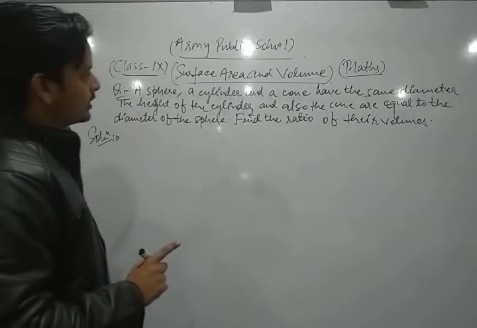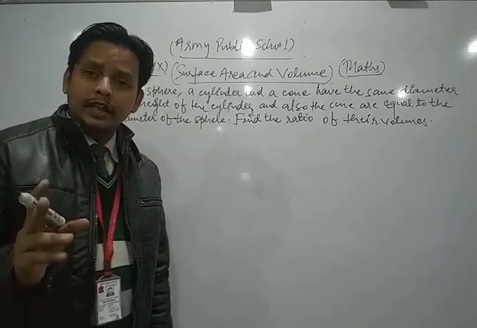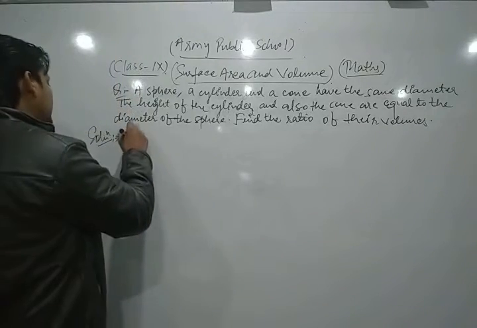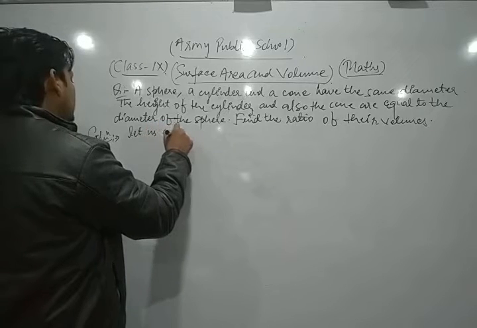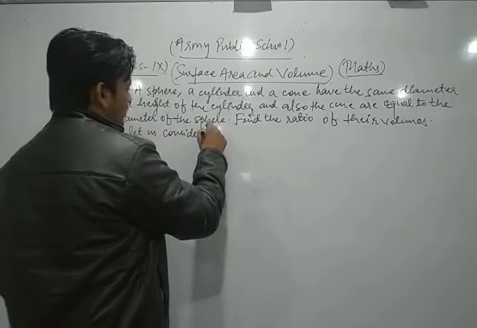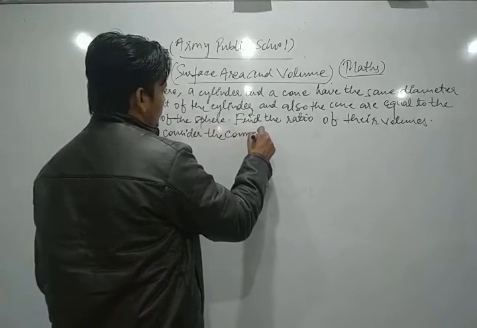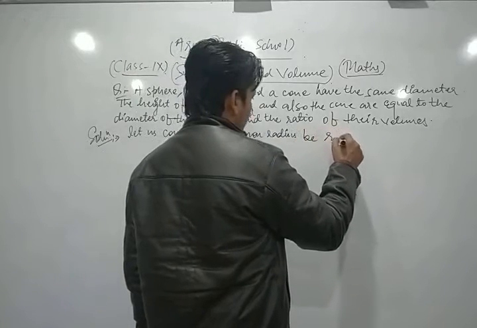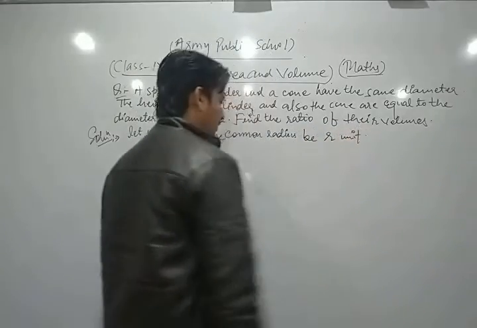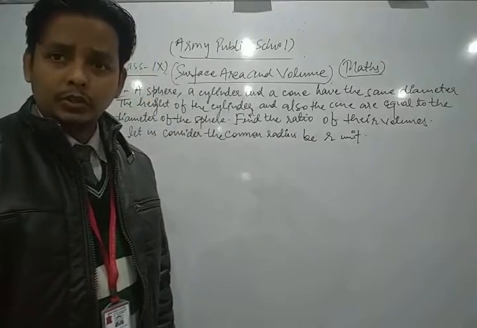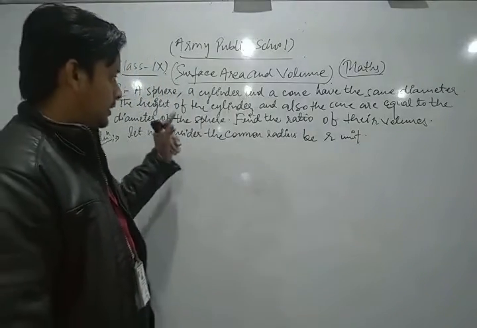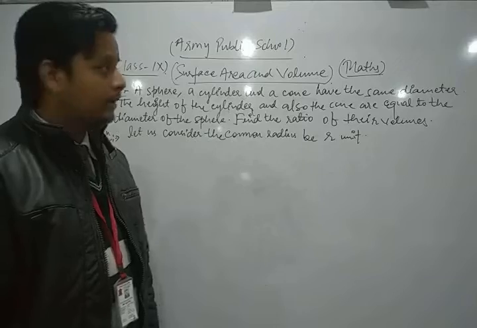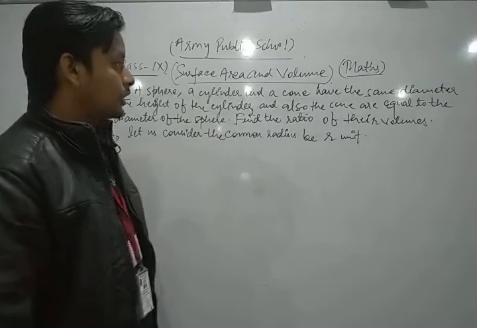Dear friend, here a sphere, a cylinder and a cone have the same diameter. If the diameter is the same, then their radius will be the same also. So let us take the common radius to be r unit, meaning the radius of the cylinder is the same as the radius of the sphere, and the radius of the cylinder is the same as the radius of the cone. And the height of the cylinder and also the cone are equal to each other.